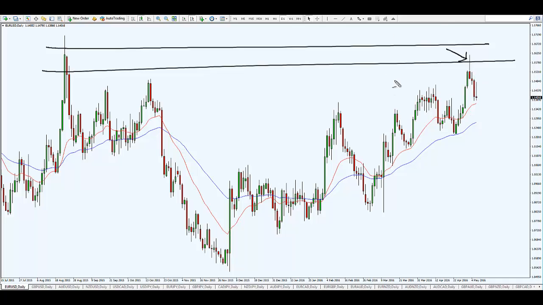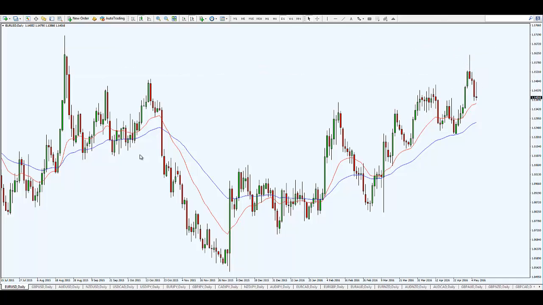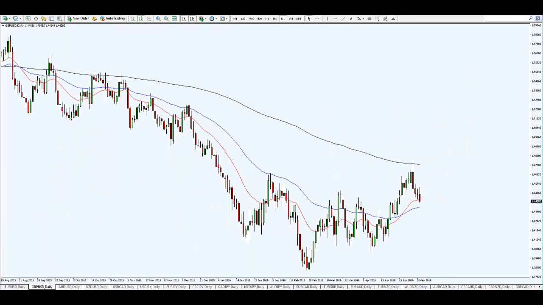So at this point in time, say you look back 1, 2, 3, 4 days, I think it was Tuesday, price formed this pin bar on euro dollar. And at the same time, on the pound dollar, it formed this bearish engulfing pattern. So traders are now spoiled for choice.